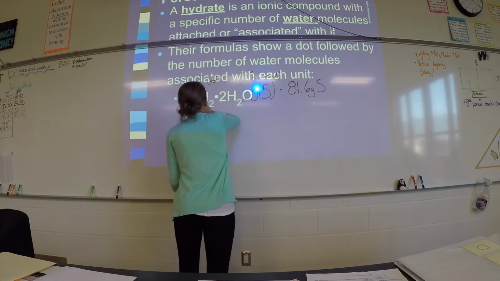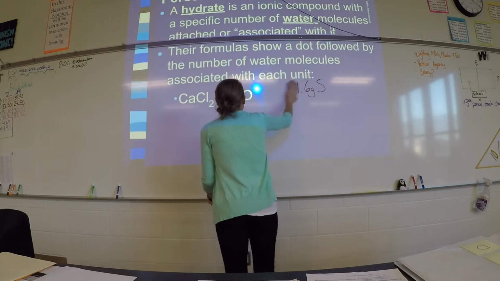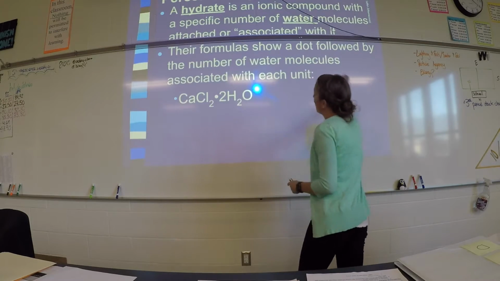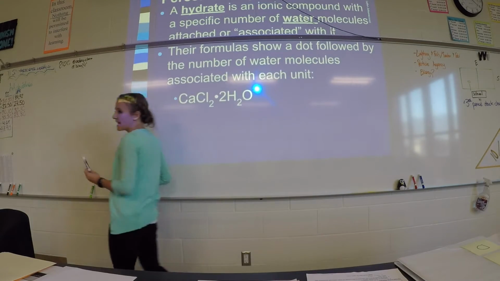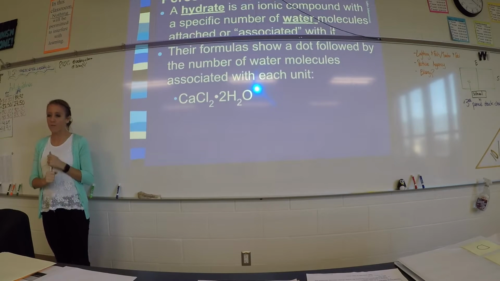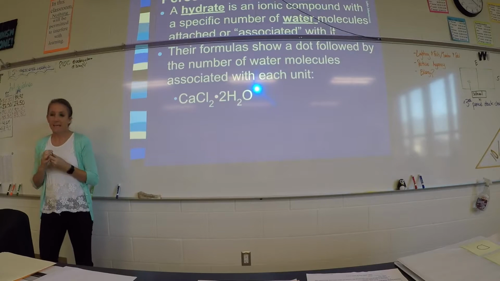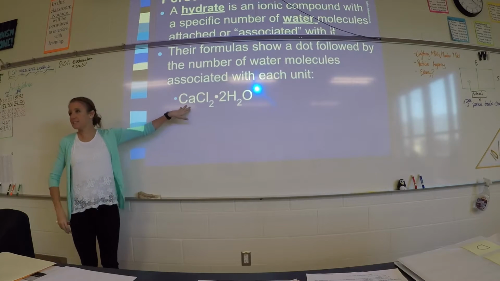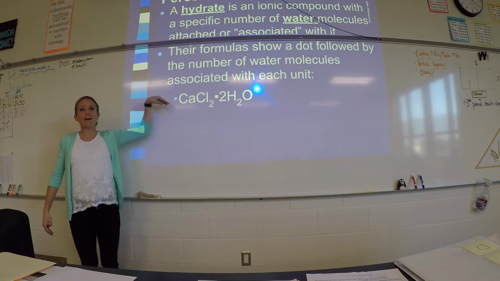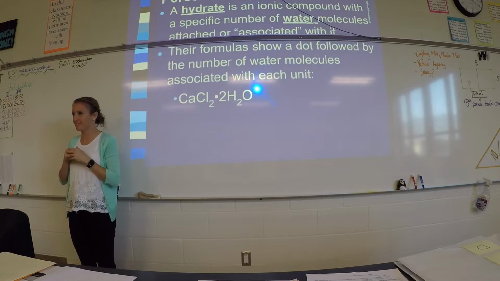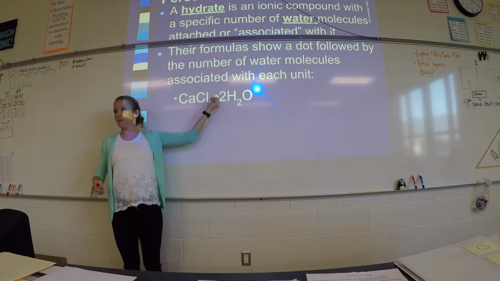Okay? All right. So our last part of percent composition that we need to talk about is these things called hydrates. A hydrate is an ionic compound that has a specific number of water molecules attached or associated with it. The way that we represent it is like this. This is calcium chloride dihydrate. There's this dot in between.